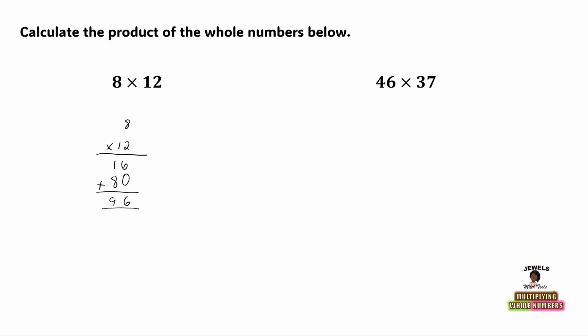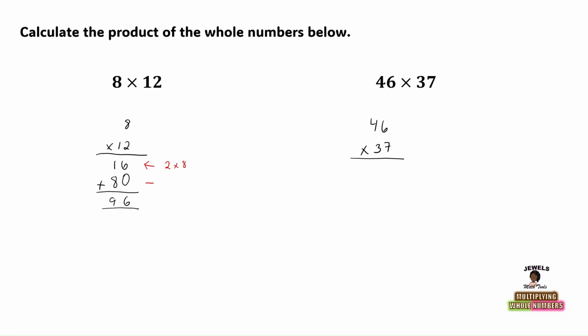So for our second example, we are multiplying our numbers 46 times 37. And I want you to remember that with your multiplication, for each digit, you should have a line of multiplication. So I'm going to just backtrack a minute just to show you exactly what I'm referring to. Notice in our first example, where we multiplied 8 times 12, my first line of multiplication was where I multiplied my number 8 times 2. So that was our first line of multiplication.